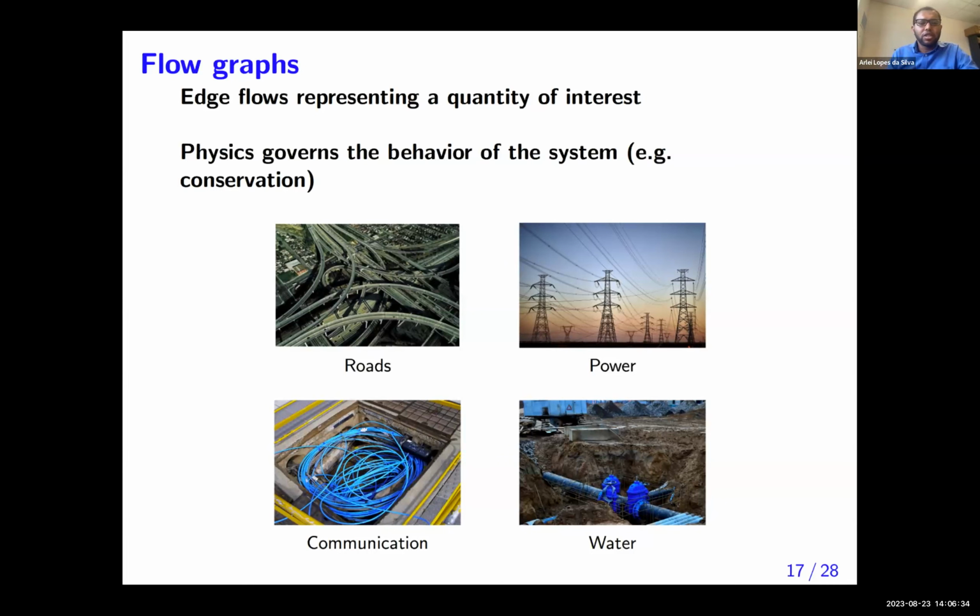And there's usually a physical law that governs how this quantity is distributed. For instance, a classical type of law is conservation. We know that, for instance, power and water are conserved. So if you see a flow graph, you'd expect that, for instance, the amount of water coming into a pipe will be very similar to the amount of water coming out, except if there's a leak or something else. But these conservation properties or physical properties are very relevant in this kind of graph, so it's important to be able to capture them.